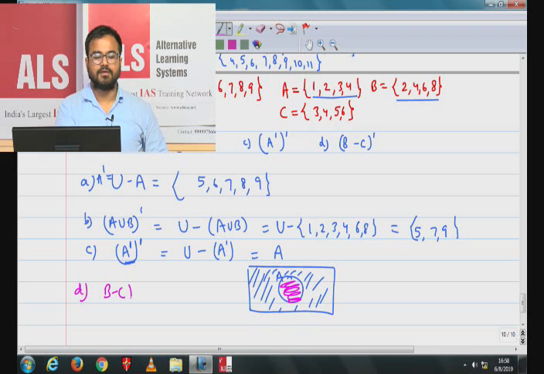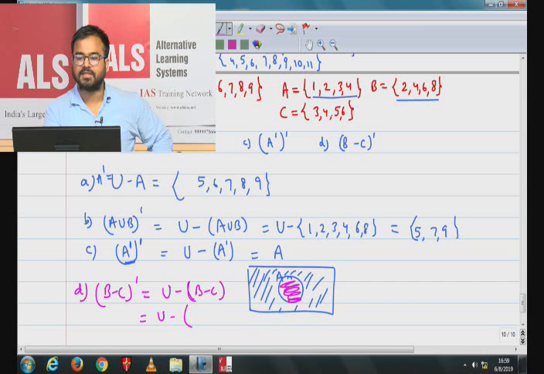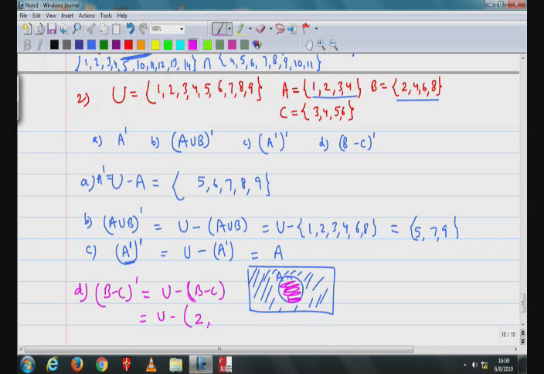And the part D, B minus C dash. So B minus C complement, so U minus of B minus C. So first we will figure out what is B minus C. You know how we can figure out? From the set B, subtract those elements which are the part of set C also. So from set B, 2, 4, 6, 8, we can subtract 4 and 6 because those are the part of C also. So 2 and 8 we will be left with. So from the universal set we have to subtract 2 and 8. So we will be left with 1, 3, 4, 5, 6, 7 and 9. This is the meaning of this question.